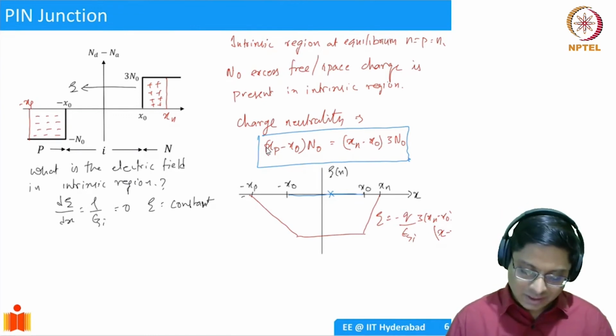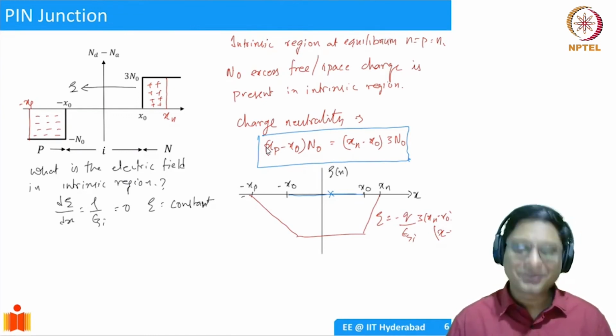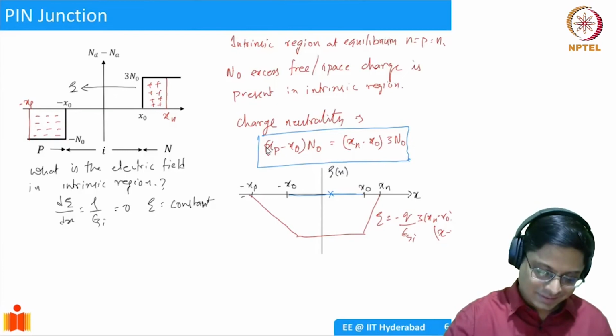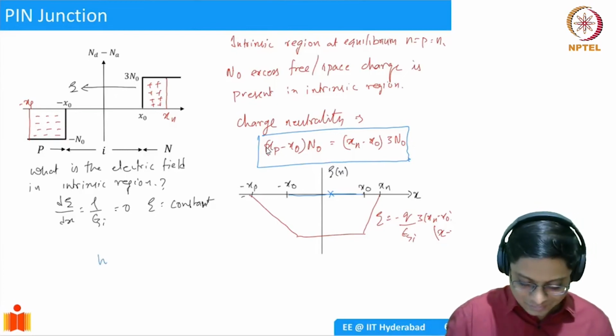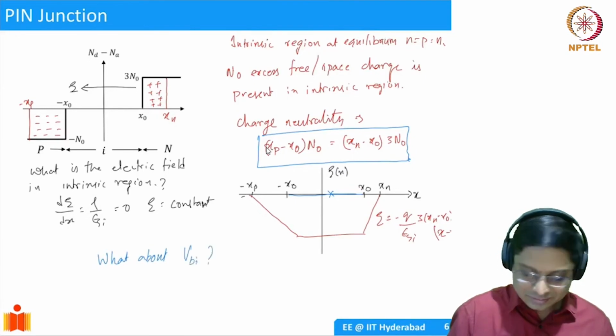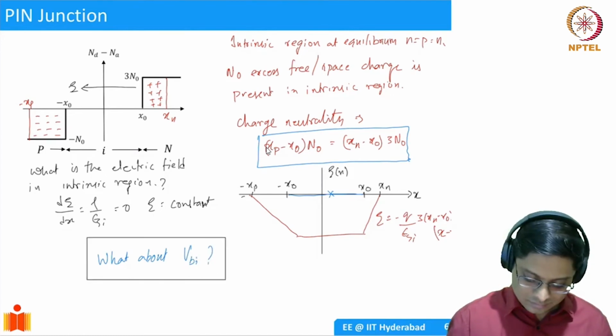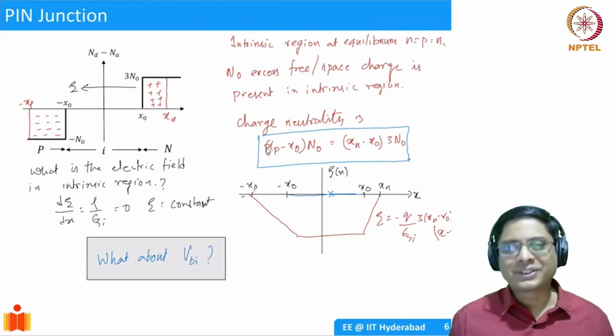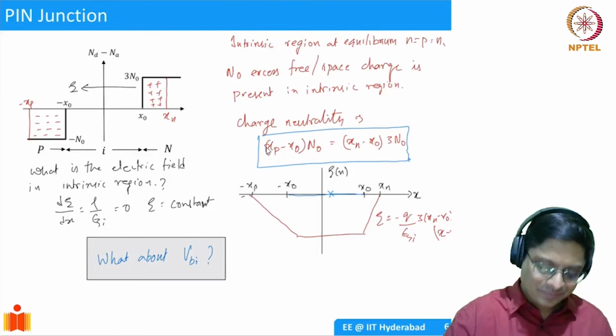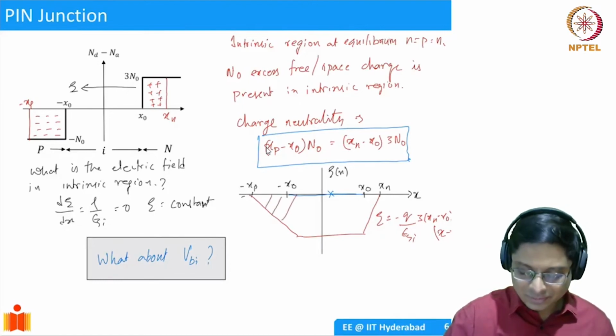So what is the built-in potential now? What about V_BI? Well, I won't answer that question. I'll leave it to you. It's going to be the area under the curve.